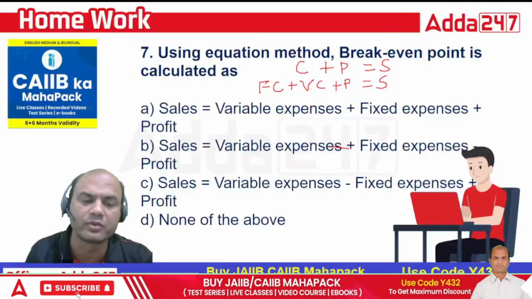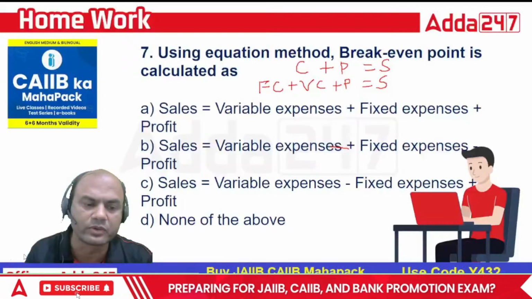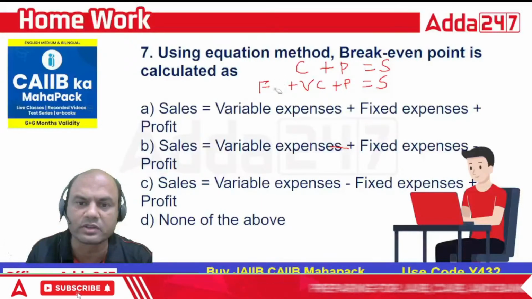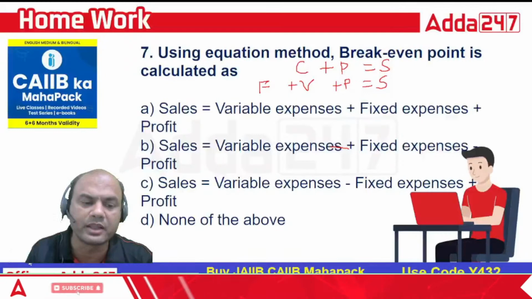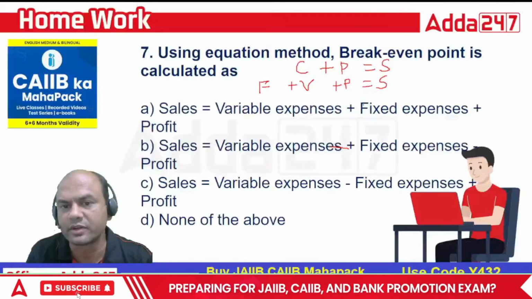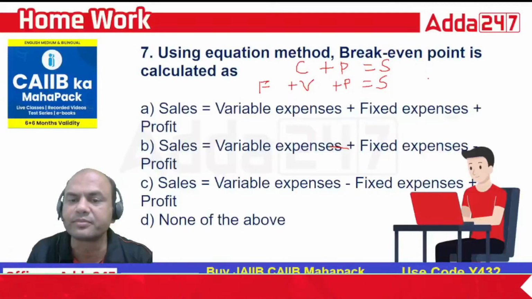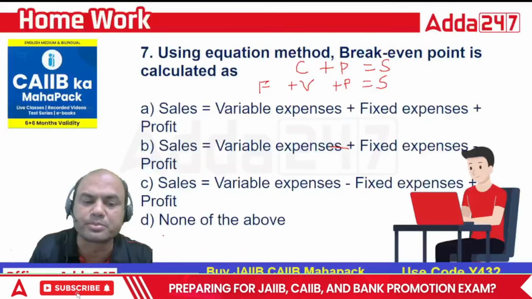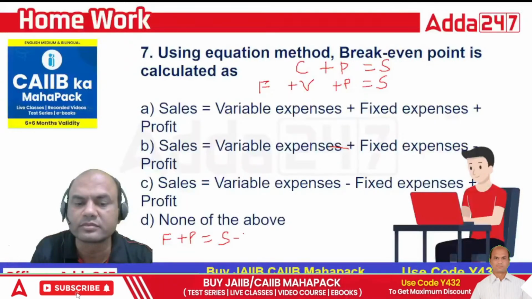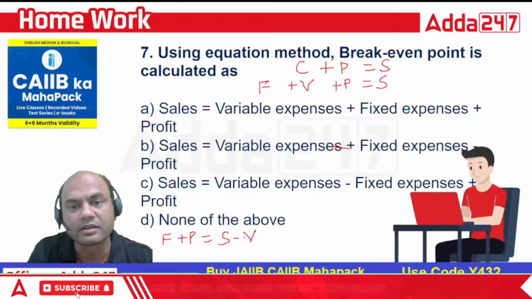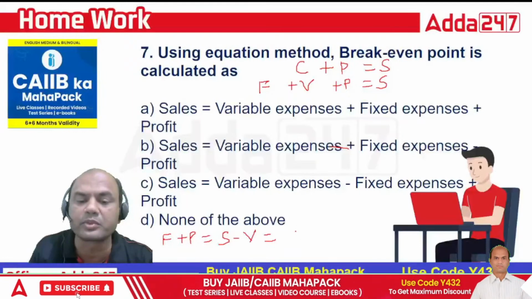So we'll just write F and V instead of this, and remove the C. Now what is the point? F plus V plus P equals S. Once you get this, it's very simple. Just take this V on the other side. So it becomes F plus P equals S minus V. That's it. That is the basic formula of any break-even or cost analysis.